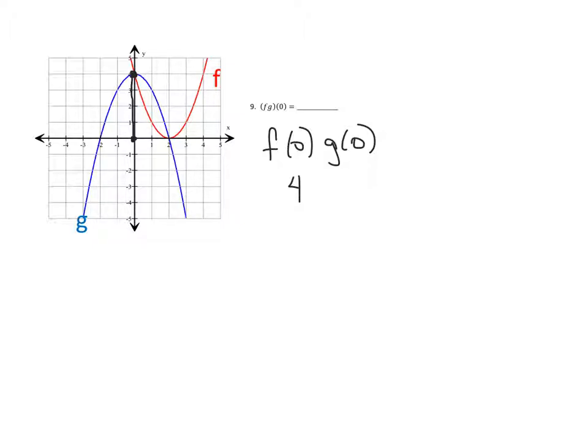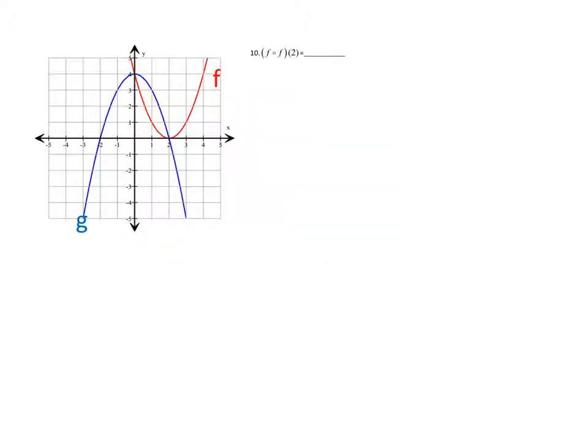Now let's do the same for g. So when x equals 0, the g is the blue function. We go up. Looks like it's at the same point. So g of 0 is also 4. Therefore, 4 times 4 is 16. That's our answer.